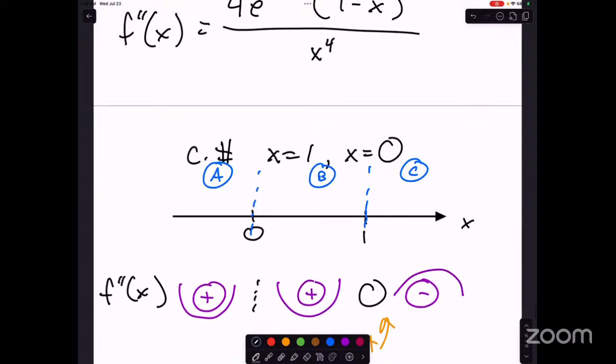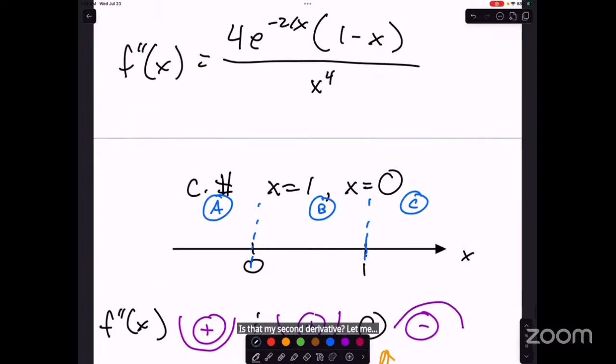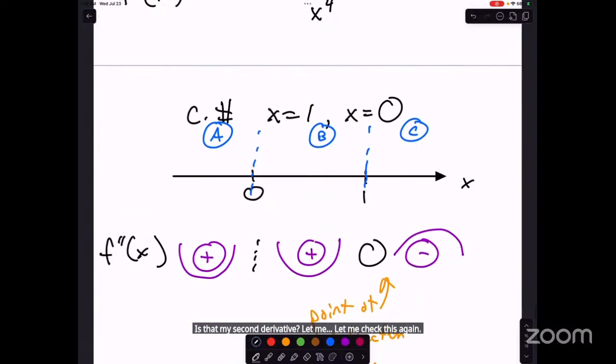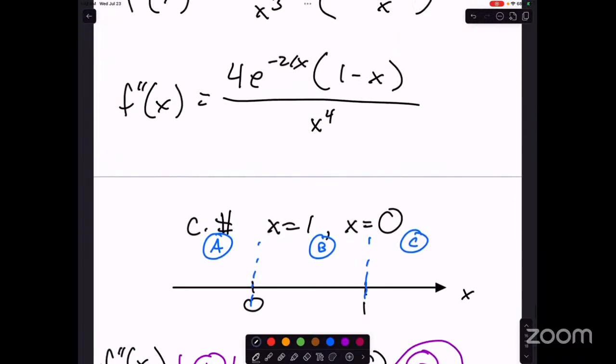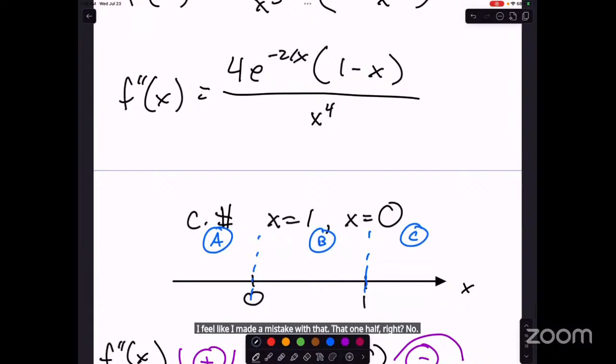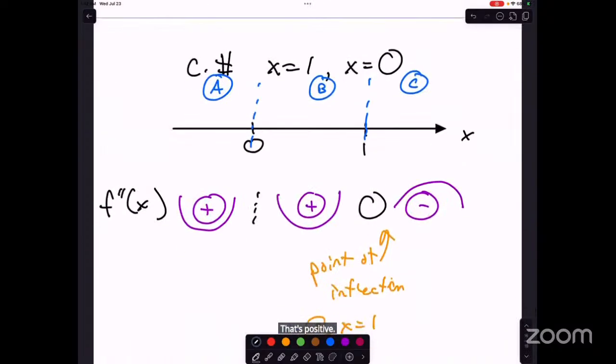Is that my second derivative? Let me check this again. I feel like I made a mistake with that 1/2, right? No, that's positive. Yeah, we're good.